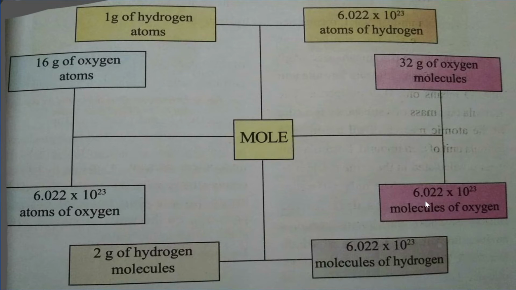So whether we are taking 6.022 into 10 to the power of 23 molecules of oxygen or 6.022 into 10 to the power of 23 atoms of oxygen or 6.022 into 10 to the power of 23 atoms of hydrogen or 6.022 into 10 to the power of 23 molecules of hydrogen, everything corresponds to 1 mole.